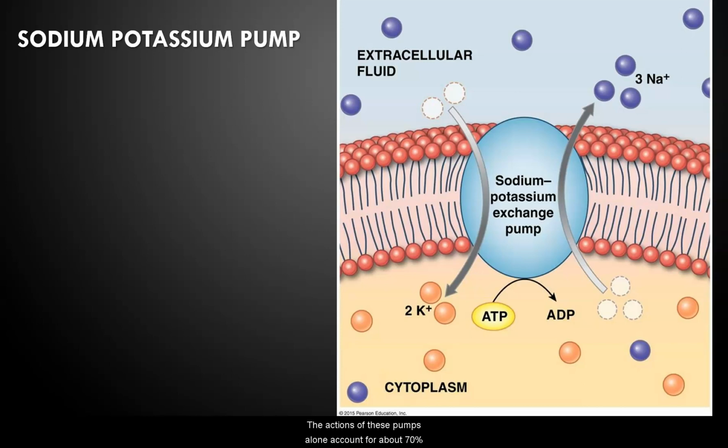The actions of these pumps alone account for about 70% of the ATP used by the nervous system. So even though we say the cell is at resting membrane potential, the neurons are actually highly active in order to maintain the resting membrane potential. They're essentially waiting for something to happen, but they're not resting in the sense that they are not doing any work.